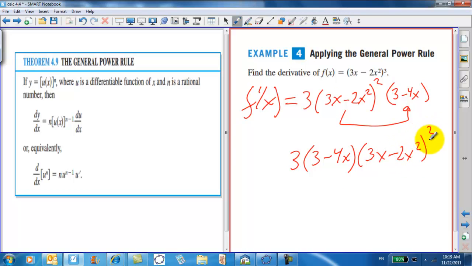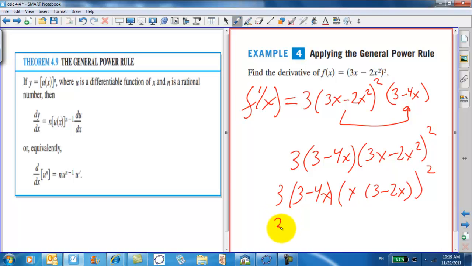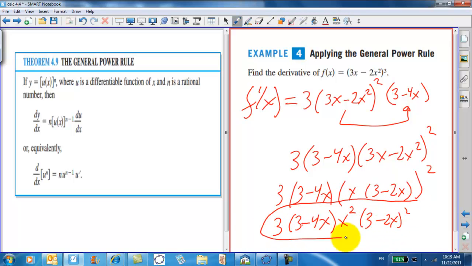Now, it might help us, in fact, when we're looking for roots, to say, oh, but we can take an x out of this, leaving behind 3 minus 2x. Both those are going to get squared. So we actually get 3 times 3 minus 4x times x squared times 3 minus 2x squared. And there'll be some advantages in leaving it in that form, but I would not have docked you if you had left it like that.